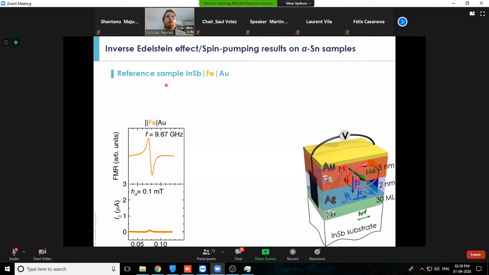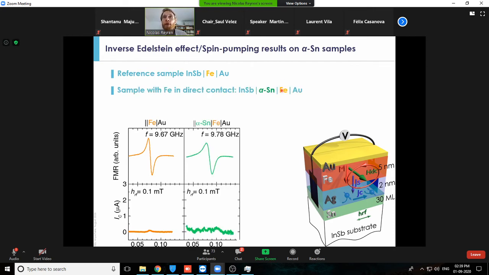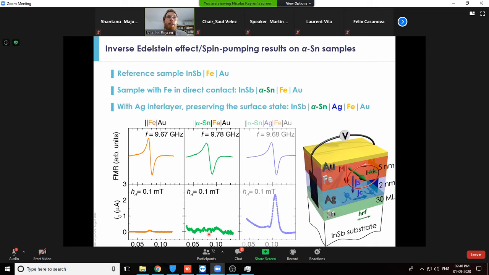So in the case of silver, we used spin pumping. We did some, let's say, test experiments with the substrate and the iron and no alpha-tin. Of course, we don't see anything. When you have iron in direct contact with the alpha-tin, we also do not see any conversion. And this is attributed to the fact that we don't see the cone anymore. So probably we destroy the band structure of the alpha-tin. But finally, when we use a silver interlayer, we preserve the surface states. And indeed, we see that we have a large spin to charge conversion.